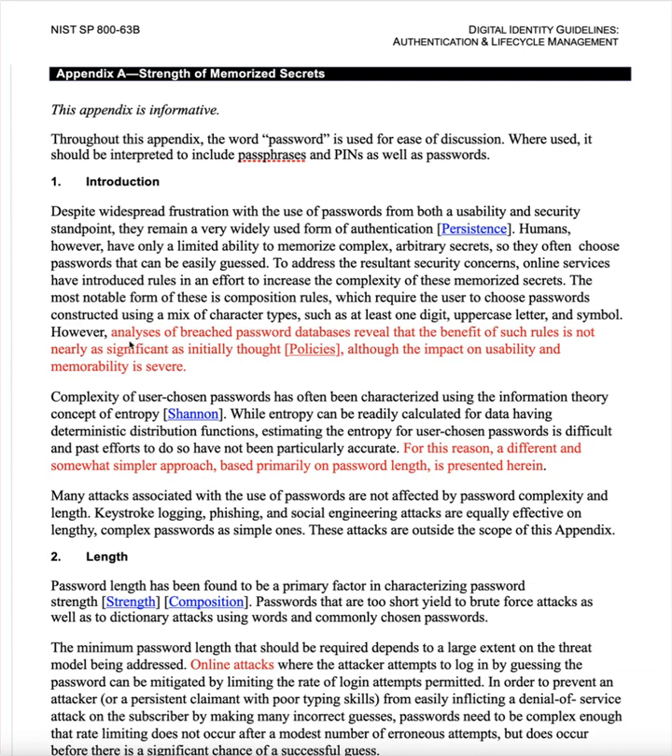So this is an important point highlighted here in red, that analysis of breached password databases reveals that the benefit of such rules is not nearly as significant as initially thought, although the impact on usability and memorization is severe. So therefore, because of this reason, and we saw in that illustration on the slides as well, a different and somewhat simpler approach based primarily on password length is presented herein.